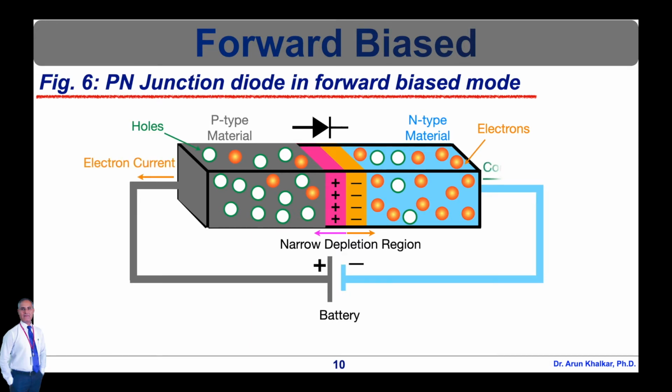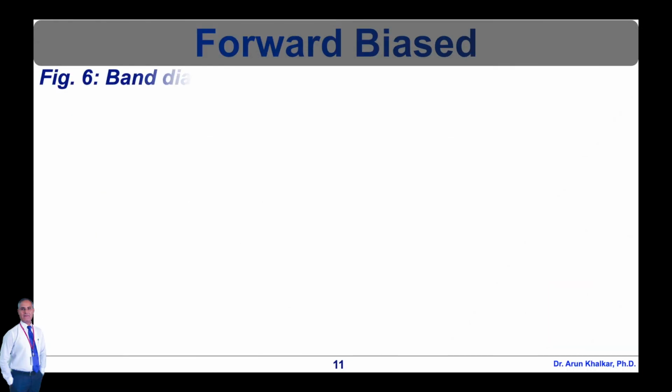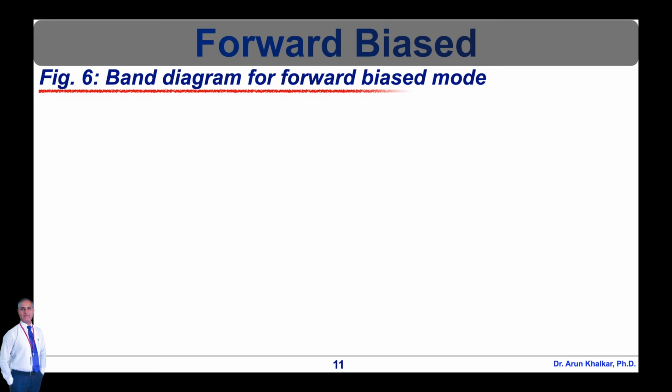The depletion region's resistance becomes negligible when the applied voltage is large. In silicon, at a voltage of 0.6 volt, the resistance of the depletion region becomes completely negligible and current flows across it. This phenomenon is demonstrated in this diagram. Now let's see the band diagram for forward biased mode.